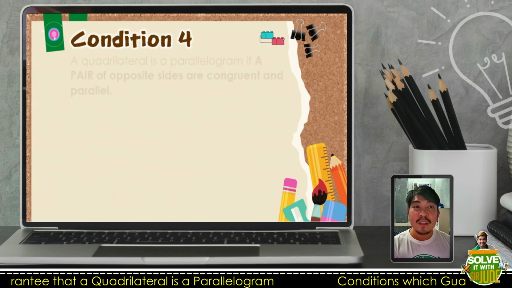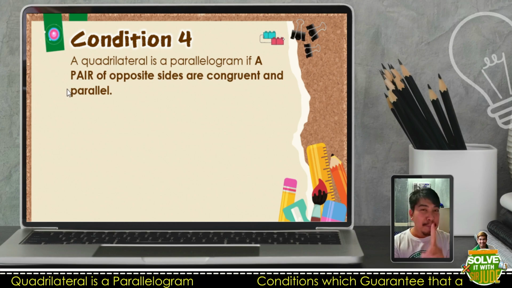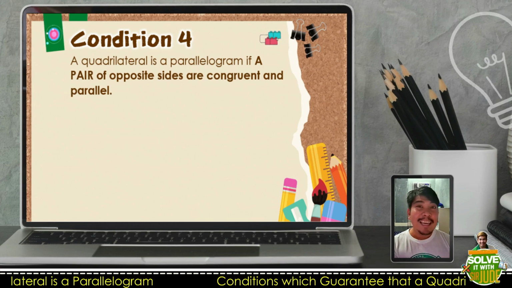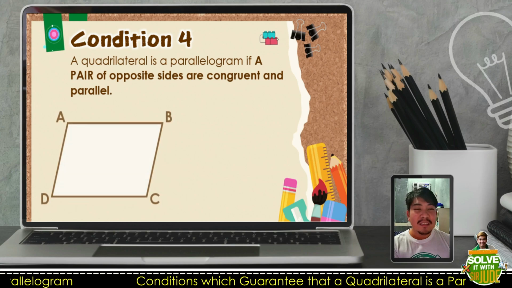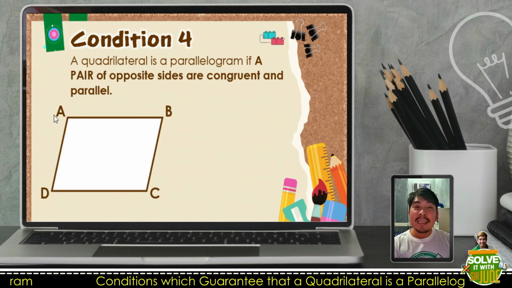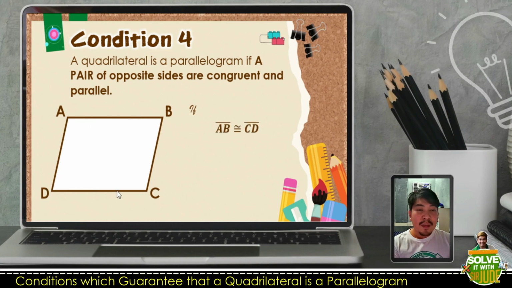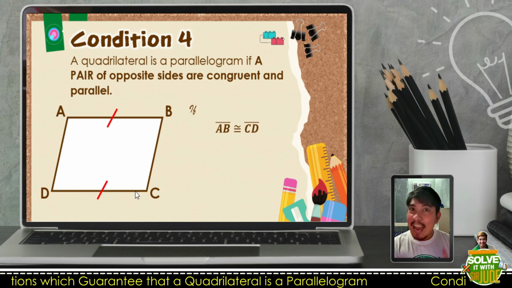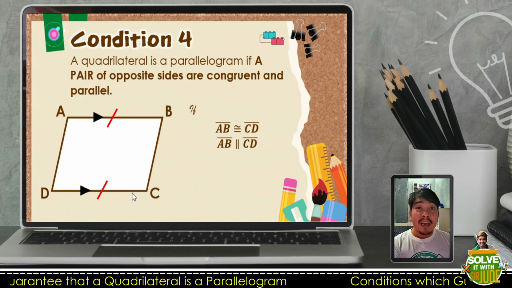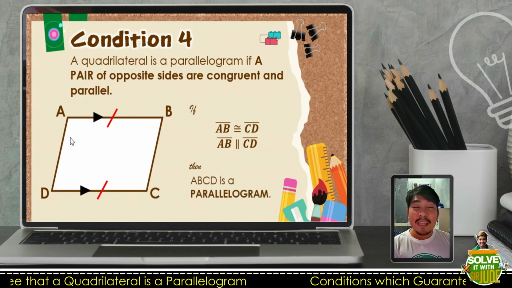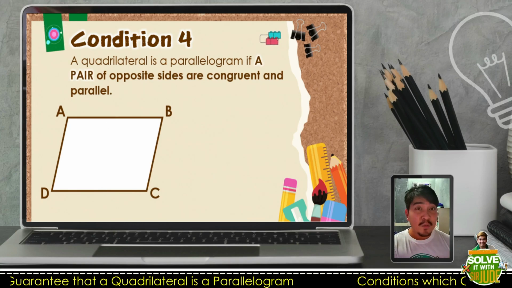So next, let us have condition number 4. A quadrilateral is a parallelogram if a pair, isang pares lang ng opposite sides, kailangan congruent at the same time parallel. So how are we going to show this? If we are given a quadrilateral ABCD, if segment AB is congruent to segment CD, this one, and at the same time, segment AB is parallel to segment CD, therefore we can say that this quadrilateral is a parallelogram. So let us have another twist of condition number 4.